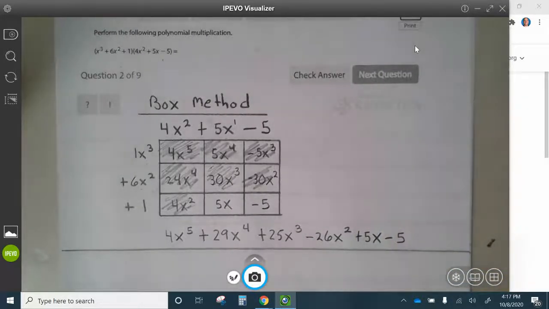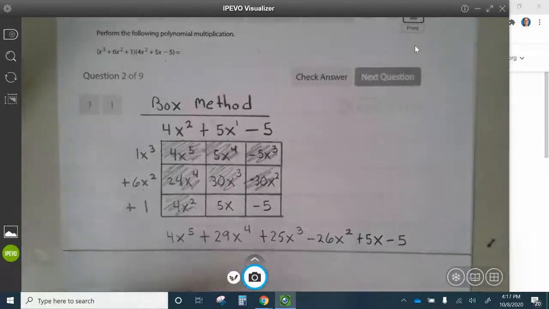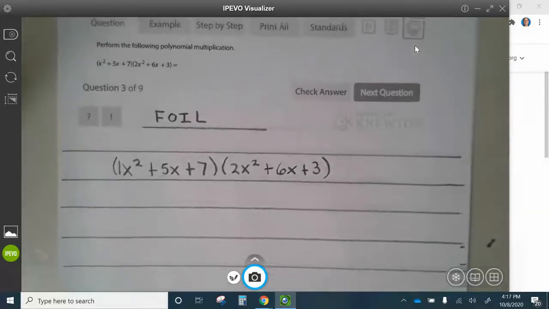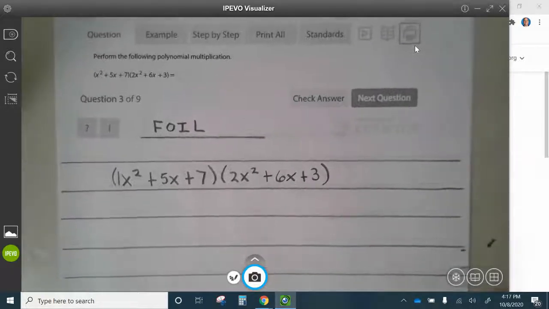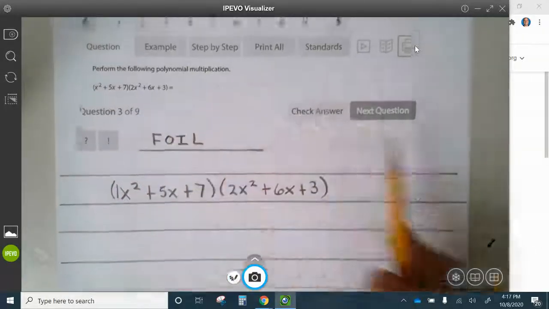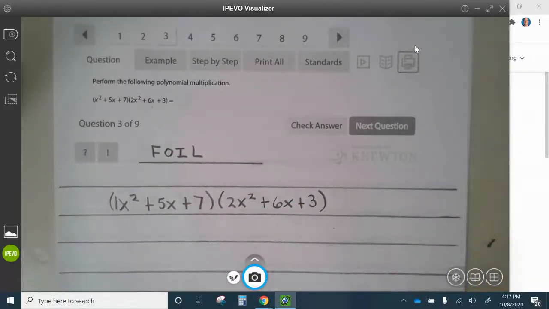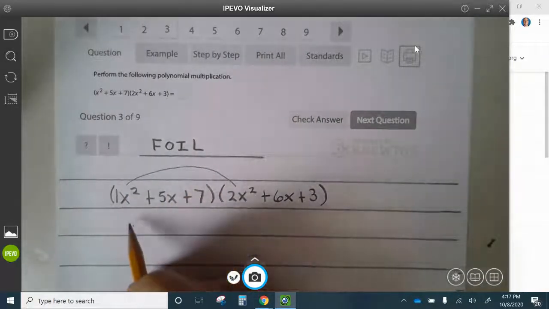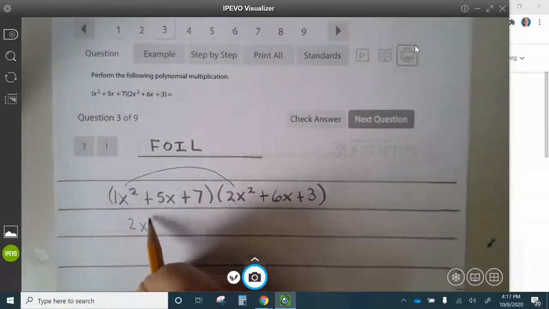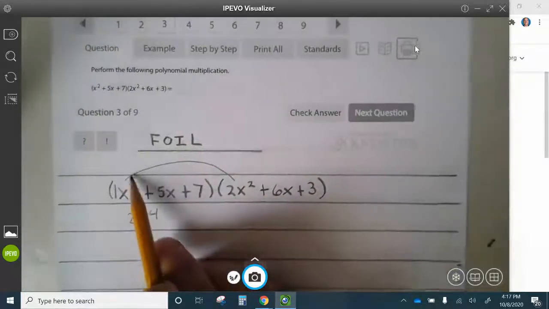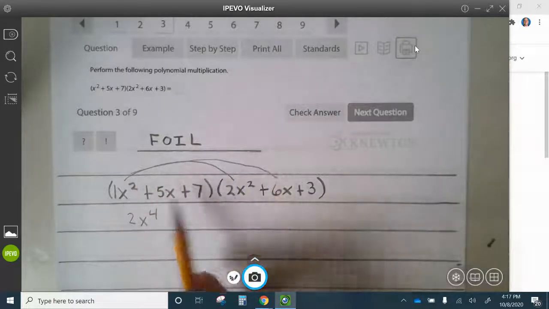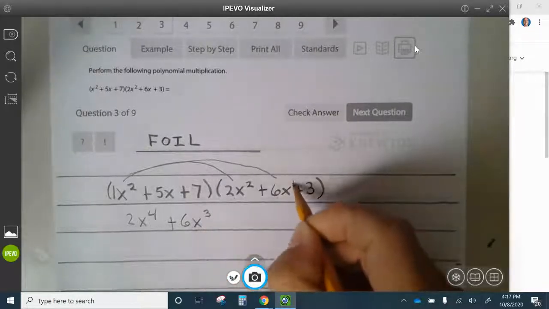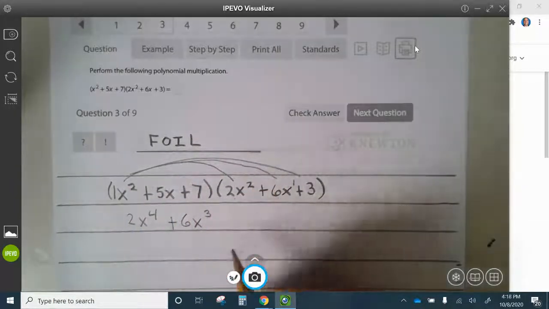All right, now let's take a look at question number 3. Now, I did 2 with the box method, so let me do 3 with FOIL. Okay, so we're multiplying this and this. All right, so I'm going to multiply this times this. So 1x squared times 2x squared is 2x to the 4th power. And then I'm multiplying this times this. So 1x squared times 6x is plus 6x cubed, because that's power of 1. And then multiply that times 3, so that's plus 3x squared.